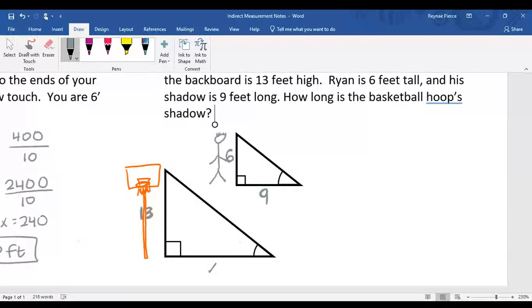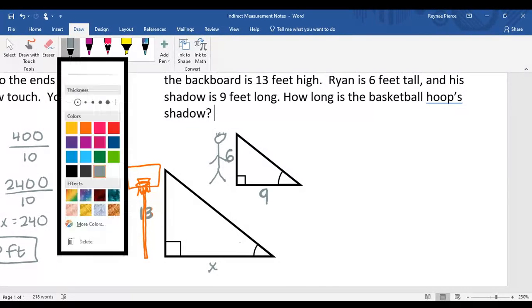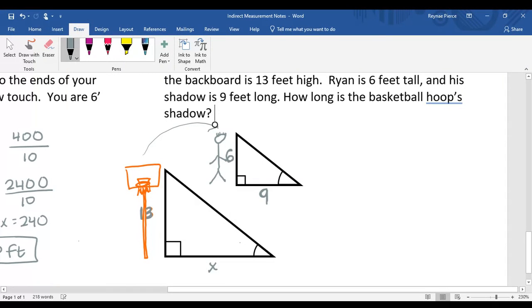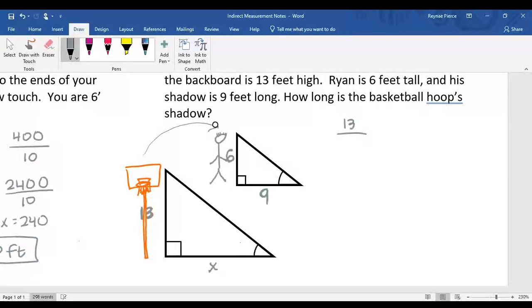So now instead of trying to find how tall something is, we're trying to see how long this shadow is. Again, it doesn't matter which direction you go when you're writing your proportion. You can go from hoop to Ryan or the opposite way. Personally, I like going left to right. So since this basketball hoop triangle is on the left, I'm going to start with 13. So the height of the hoop over the height of Ryan equals how long the hoop's shadow is, which we don't know, over how long Ryan's shadow is.